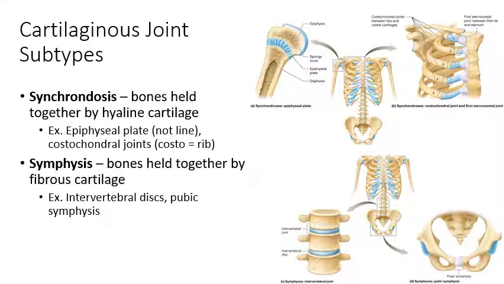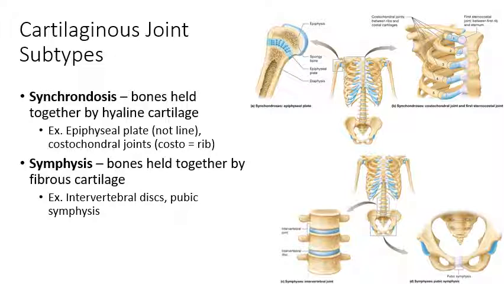Next, you have the cartilaginous joints, and there are two subtypes of cartilaginous joints, the synchondrosis and the symphysis. The difference between them is basically what type of cartilage is holding the bones together in the joint. For the synchondrosis, the bones are held together by hyaline cartilage, and for the symphysis, the bones are held together by fibrous cartilage, which is a lot stronger, but isn't very good at reducing friction.